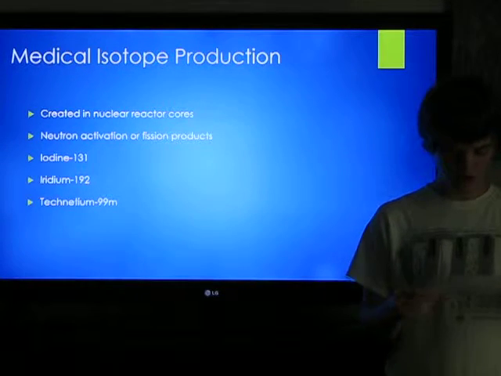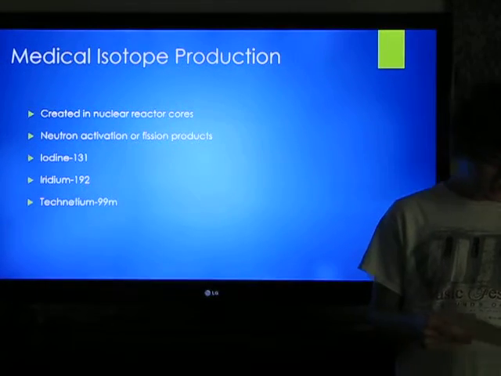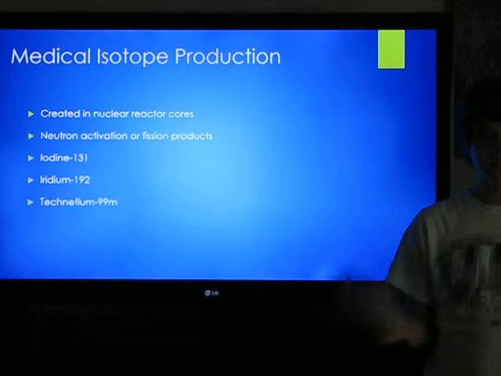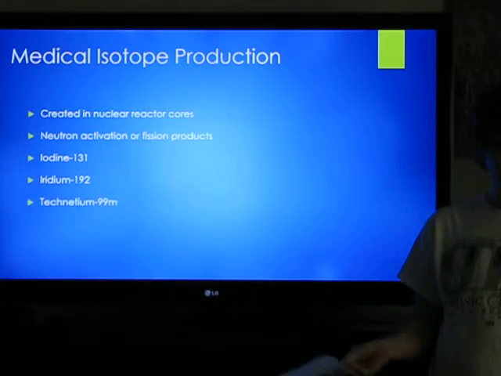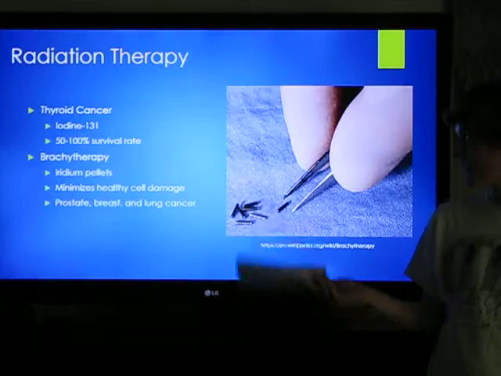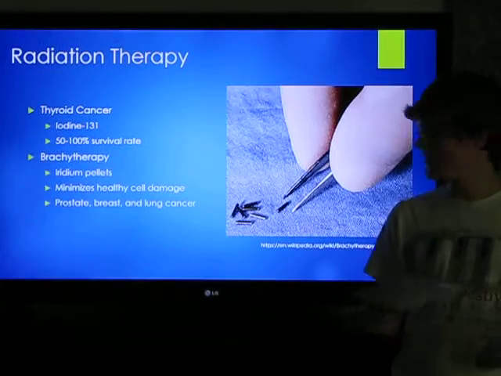Some isotopes are iodine-131, iridium-192, and technetium-99. Technetium is used in diagnostics for nuclear medicine to find certain types of cancers. Radiation therapy is basically using radiation to cure illnesses.